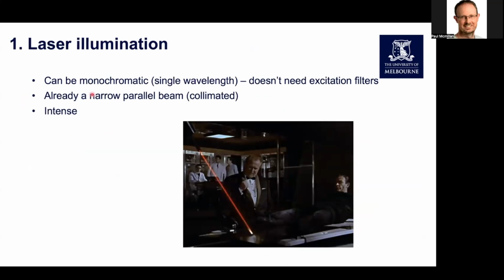So laser illumination. The nice thing here is it's monochromatic, so single wavelength. So we often don't need excitation filters here. One of the good things here is there are narrow parallel beams, so they're collimated. The downside is, we can't illuminate the entire field of view in one shot. One of the downsides is it can be quite intense and powerful light that we're putting on. So again, we've got to be careful in terms of photo bleaching, phototoxicity of our sample.